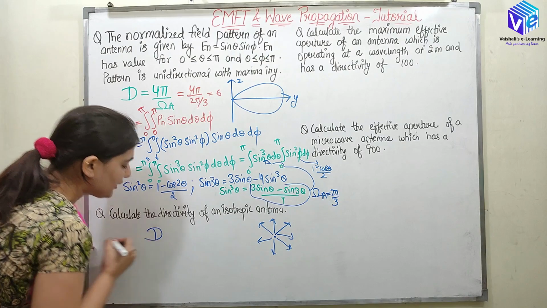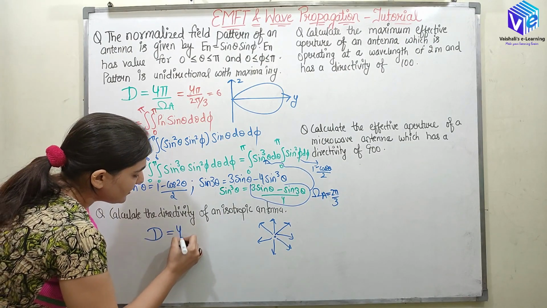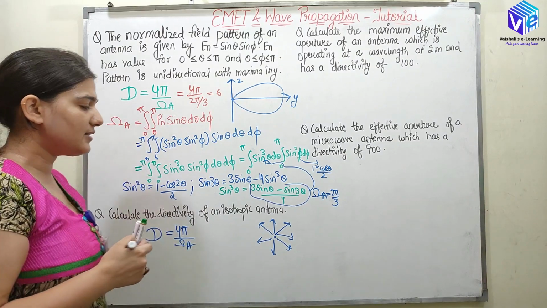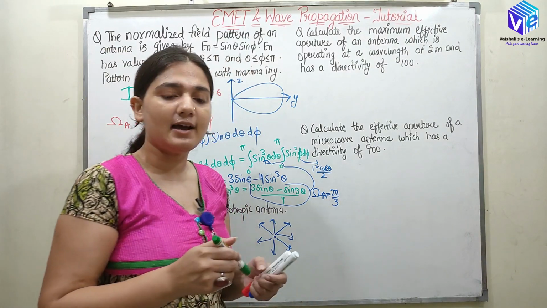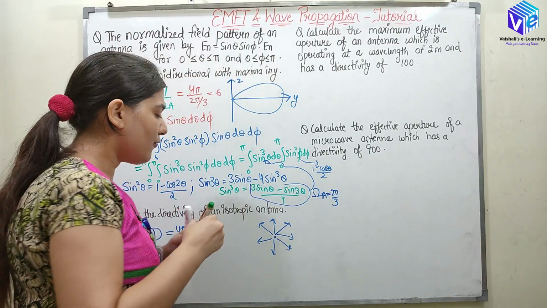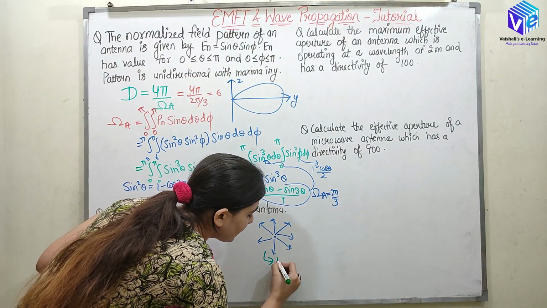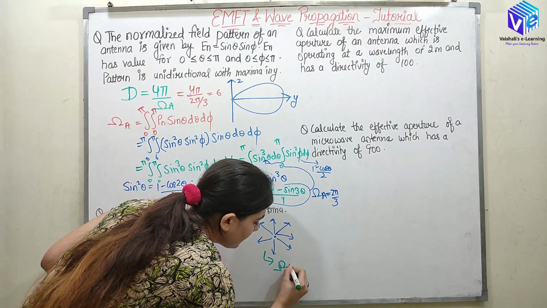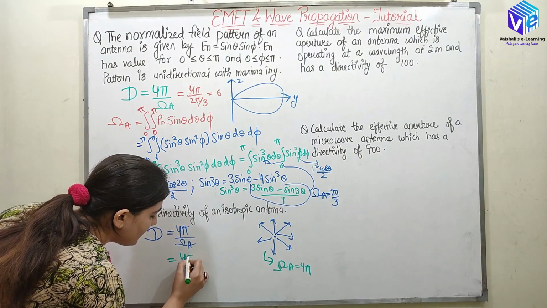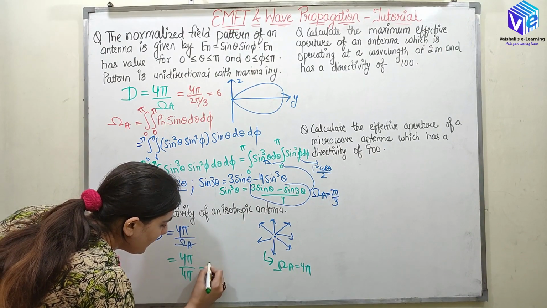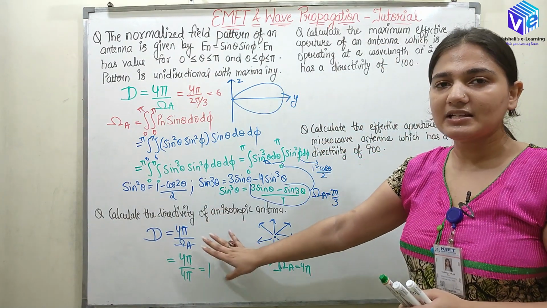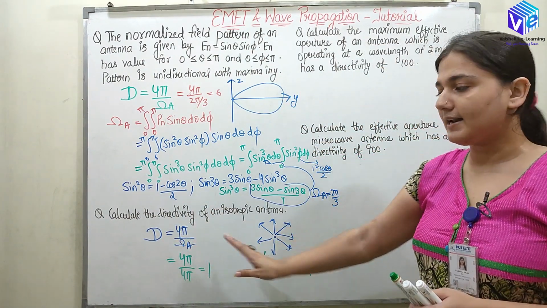So I have to calculate the directivity. Directivity's formula is again 4 pi upon the beam area. So in this case, what will be the beam area? I told you it is radiating in the 360 direction. So whenever we have 360-degree direction, the beam area is 4 pi. Now I'll be putting the value of beam area. It is 4 pi, so directivity will be equal to 1. I hope this is clear, how I calculated the directivity.